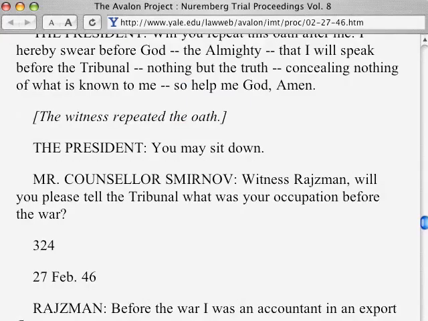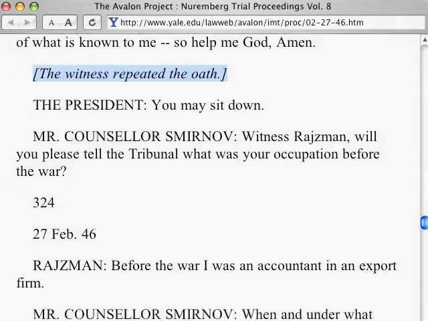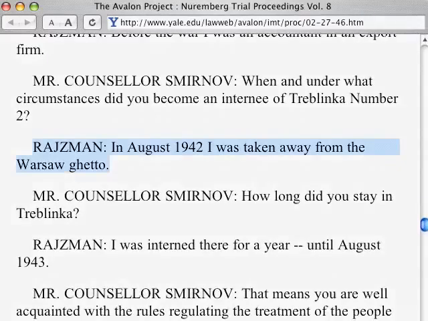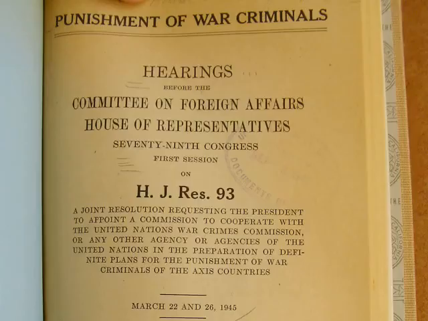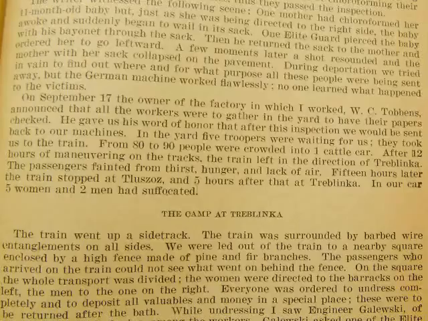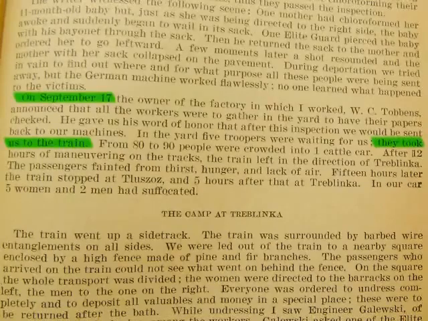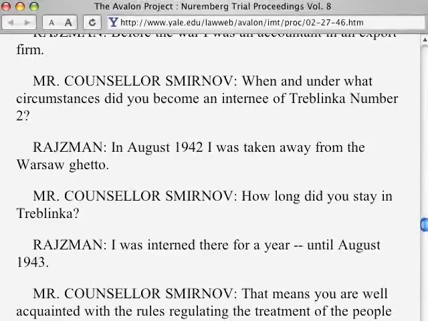Rosman even begins lying the minute he hits the witness stand. Here he reads his oath to tell the truth, and then he says, "In August 1942, I was taken away from the Warsaw Ghetto." But at the University of California, Berkeley, we find an article Rosman wrote that was included in a United States House of Representatives hearing transcript. Rosman writes on page 121 that on September 17th he was taken to the train and deported. But at Nuremberg, a year later, he says he was deported in August.